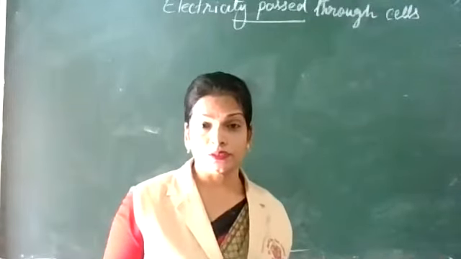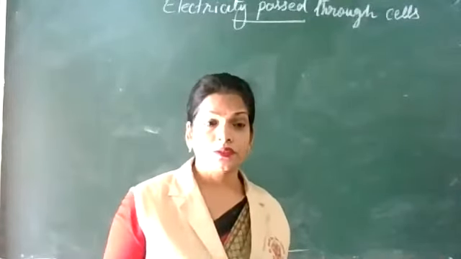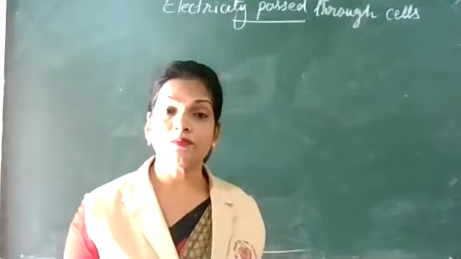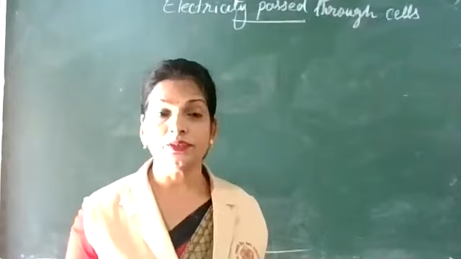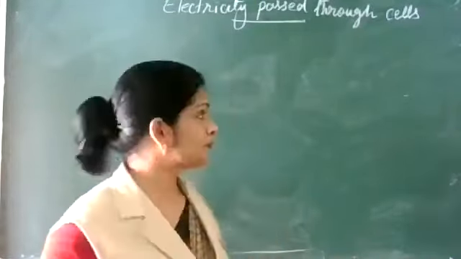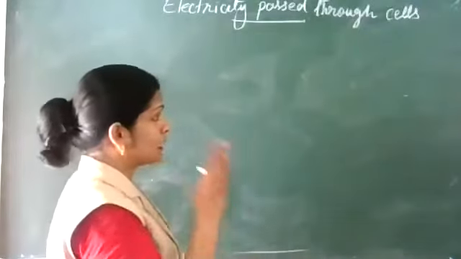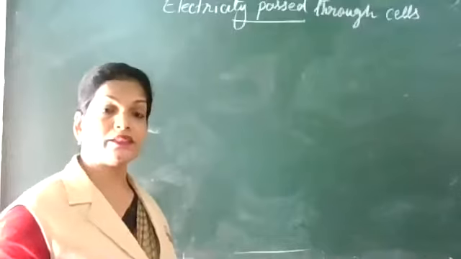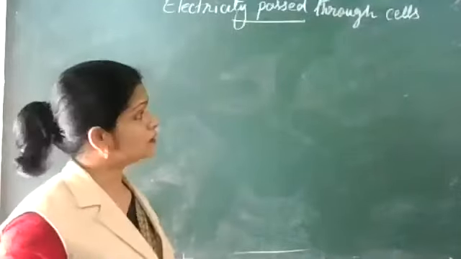Sucrose, ordinary sugar, glucose or urea do not conduct electricity when dissolved in water because they cannot be broken into ions. So a cell means there is an electrolyte dissolved in water, or it is an electrolytic solution.